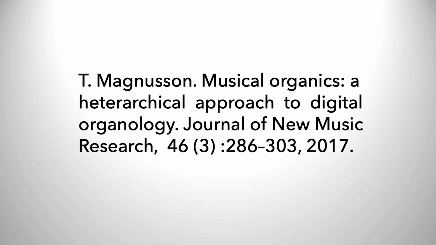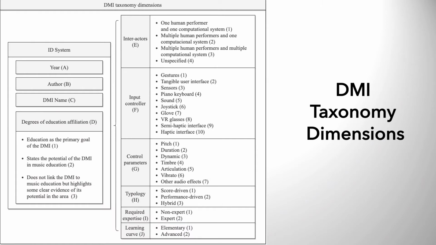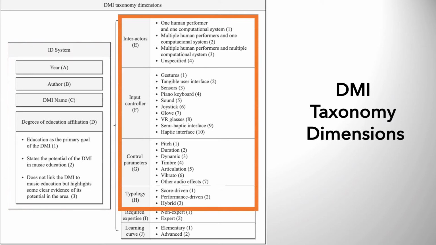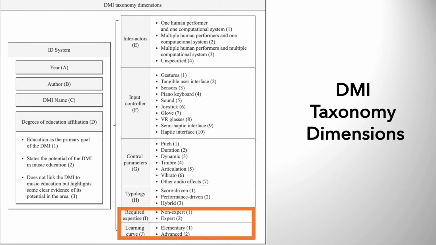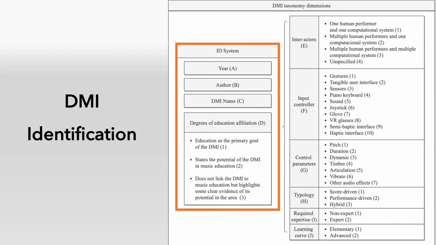We propose a taxonomy of DMI for education adapted from Heitor Magnusson's work, and it is summarized in this table. It covers dimensions related to the system identification, dimensions and attributes from interactive music systems divided into component modules, and information of the target users and musicianship. The DMI identification is the first dimension which identifies the DMI by year, author, DMI name, and the degrees of education affiliation.